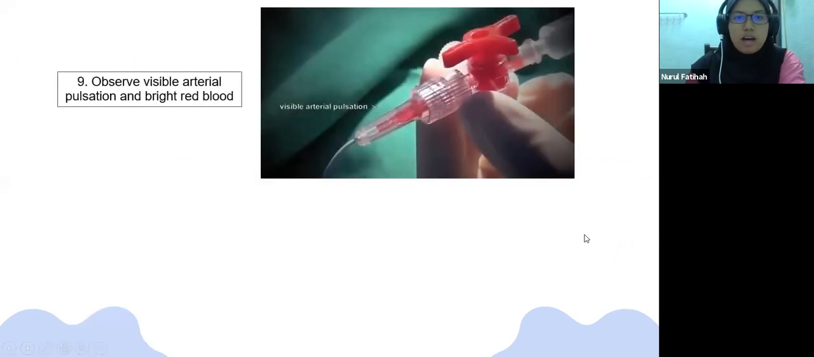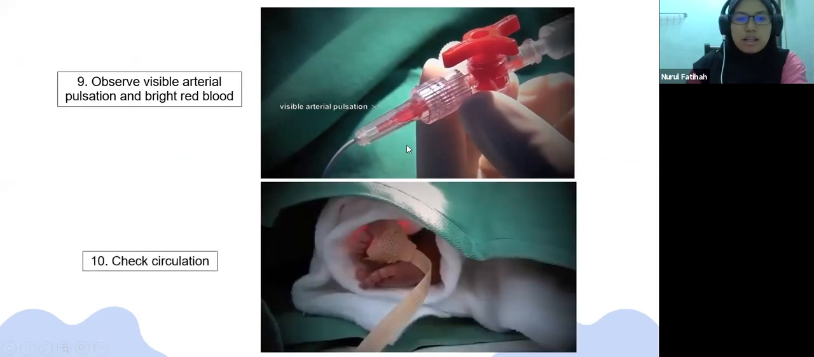Okay. So how do we know that the catheter is correctly placed? First, for the artery catheter, we can observe visible arterial pulsation in this tube, and also the features of the blood, which is bright red blood. And then after that, you have to check the circulation, such as examining the lower limb and also the buttock, and looking for any sign of ischemia.